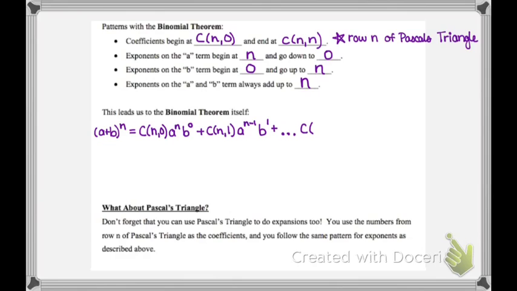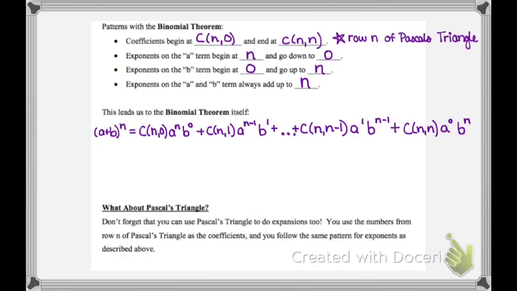And eventually towards the end here, we would have n choose n minus 1. That would be the second to last term because we haven't quite counted up to n. A's exponent would be all the way down to 1. B's would be all the way up to almost n, n minus 1. And the final term, n choose n. At this point, a would be all the way down to 0, and b would be all the way up to n. So that's the formula for the binomial theorem.